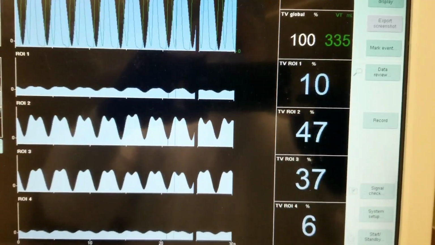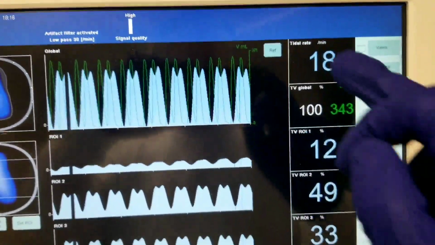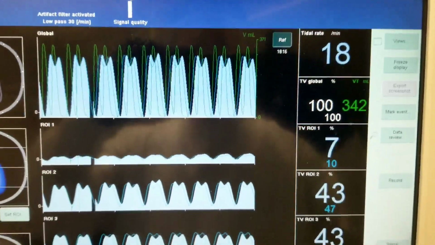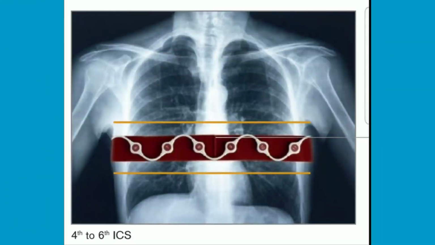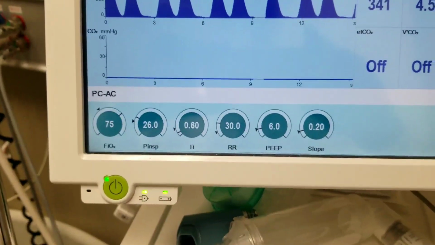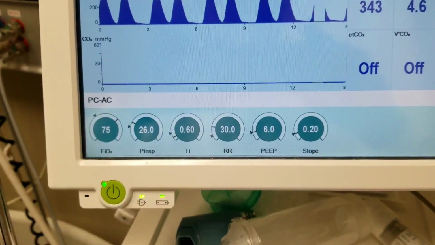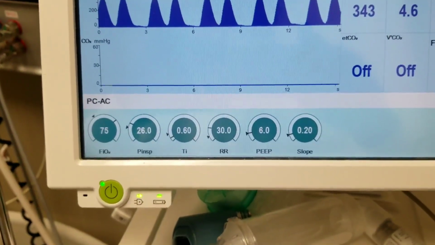Okay, so now we're going to do the PEEP trial. We're going to press reference, okay? And this reference is these parameters, 6 and 26. We're not going to go very high. I might go up to about a PEEP of 10, and then we're going to do the PEEP trial.